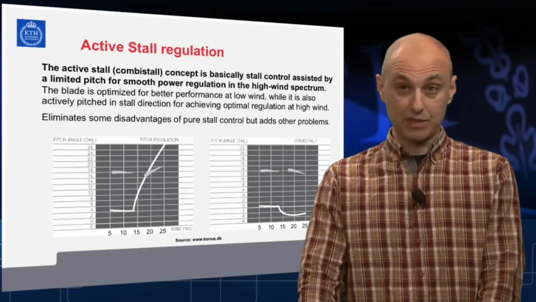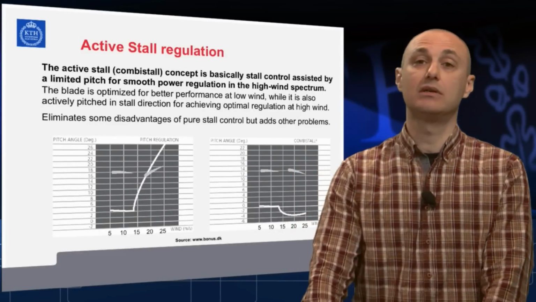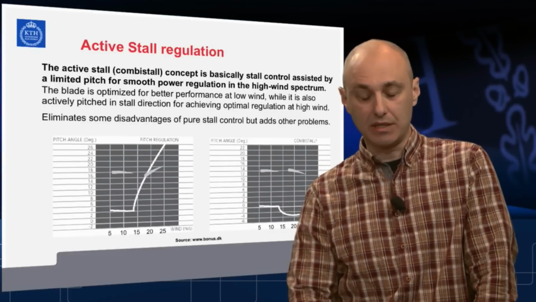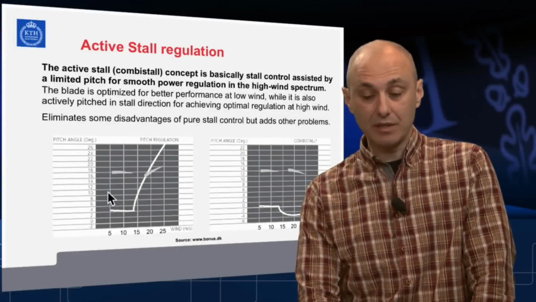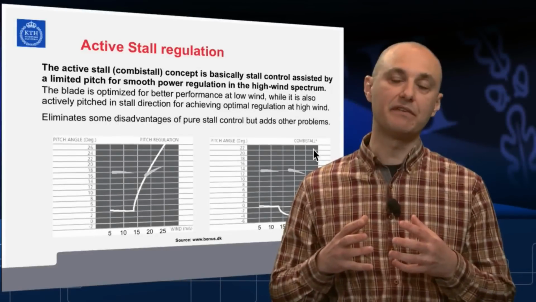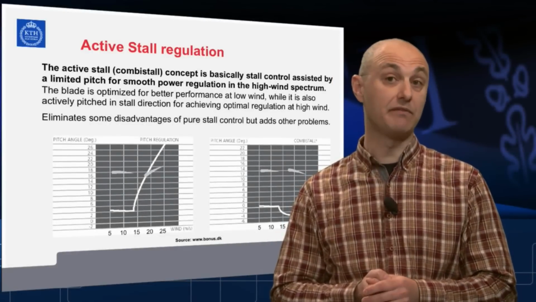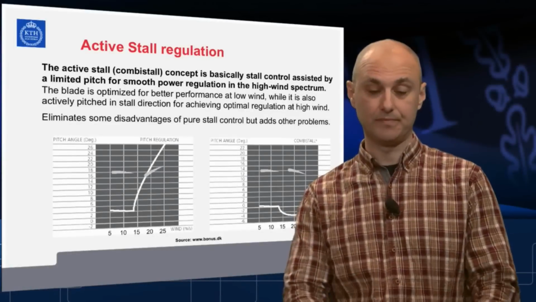Active stall regulation is also an option, and only one wind turbine manufacturer was using it in the old days. It was developed to combine the positive effects of pitch and stall while hopefully avoiding the negative effects of both pitch and stall.